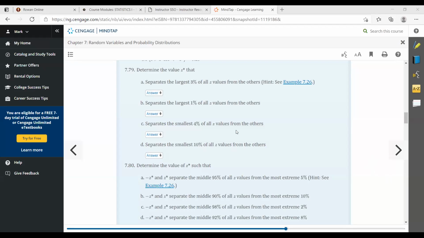All right, let's look at the second one. We want to find the z that separates the smallest 4% of all z values. The smallest must be the left tail, correct? 4% left tail. So the area to the left is going to be 0.04. That's what it's saying here. All right, and then let's just show you this one example here. We can move on because the other one looks exactly the same as this one.